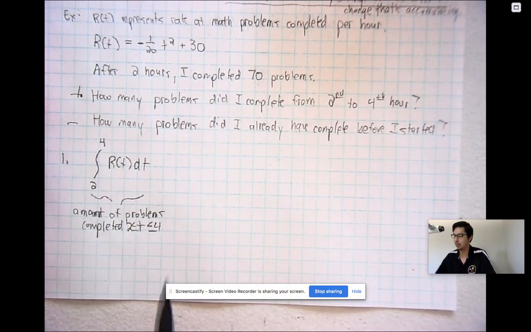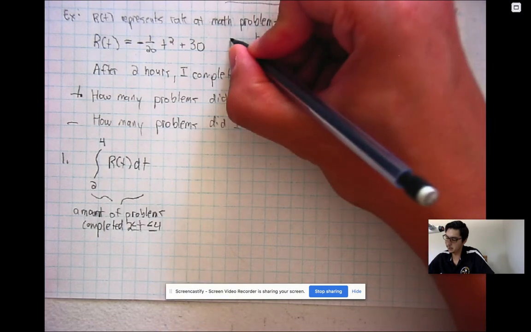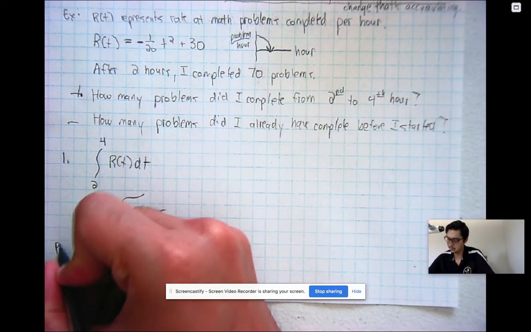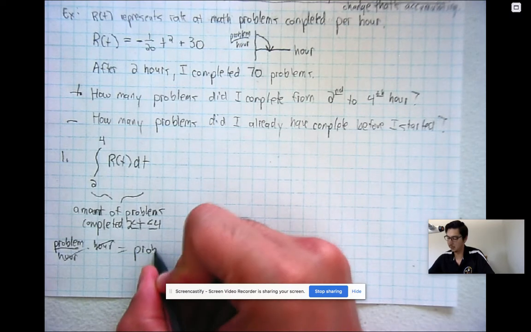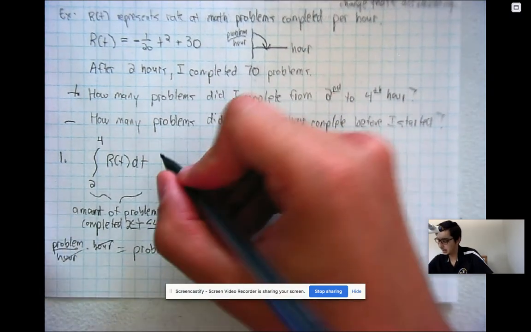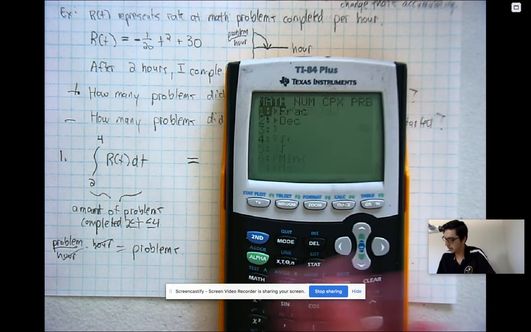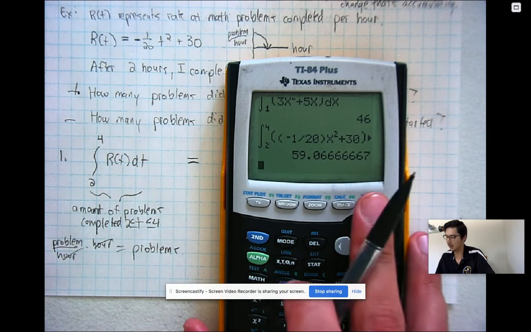The way you can see that is visually, we have some function r of t, a negative quadratic here, where this is problems per hour, and we're talking about per hour. Notice that when you do problems per hour times hours, what you're left with is the amount of problems. So if I put this in my calculator, what do I get? The math integral from 2 to 4 of my function r of t, which is up here. So we have negative 1/20 x squared plus 30 with respect to x. And if I do this, we get approximately 59.067.